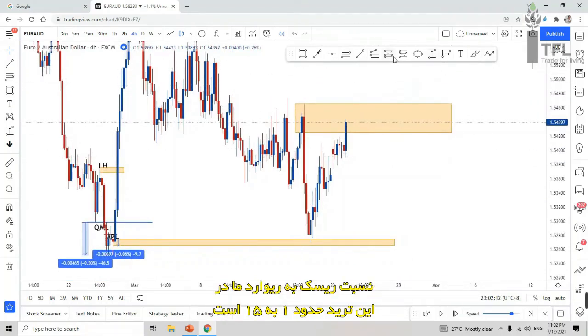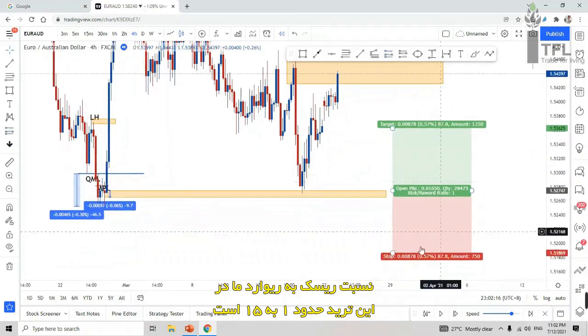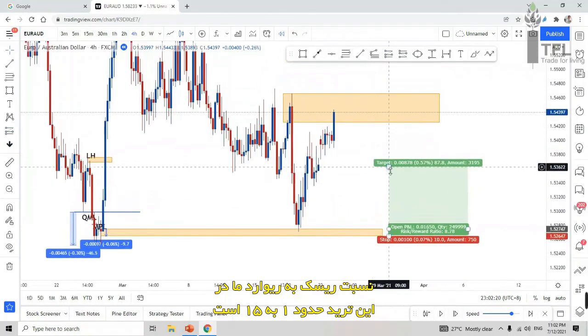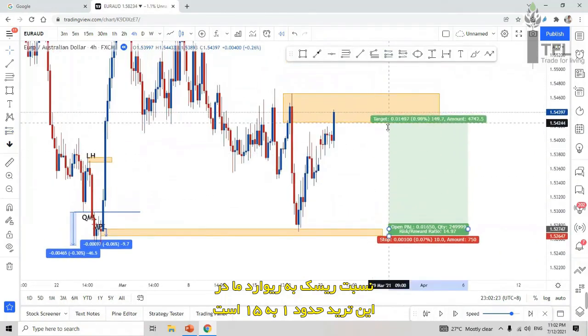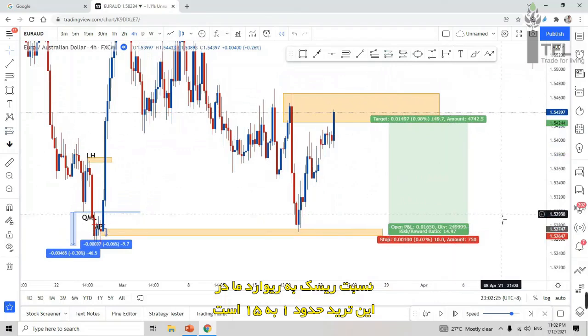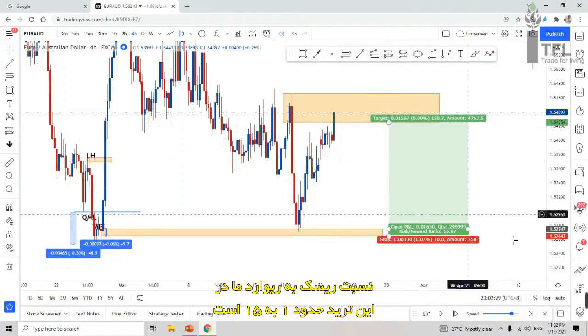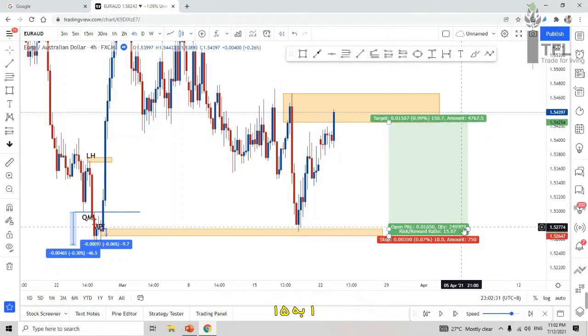So our risk reward example for this trade will be around, this is our stop loss, and this is our zone. So it'll be 1 to 15, right? It's around 1 to 15. Let's give it something more accurate. So 1 to 15. I do not know how accurate you guys still want it to be.